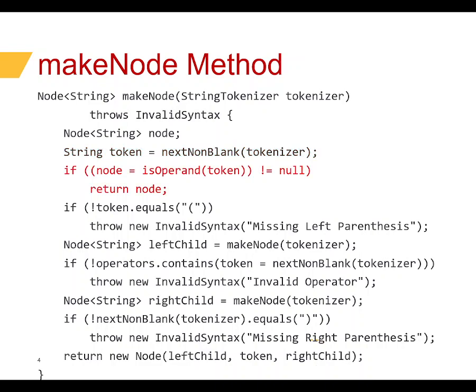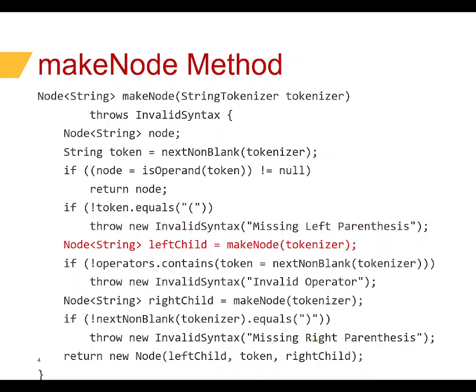The isOperand method checks whether the next token is an operand. If so, it returns a node containing that operand. This is the base case of the recursive method. The recursive case checks whether a parenthesized subexpression is next. So the next token must be a left parenthesis, or the syntax is incorrect. Recall that this program requires the expression to be fully parenthesized.